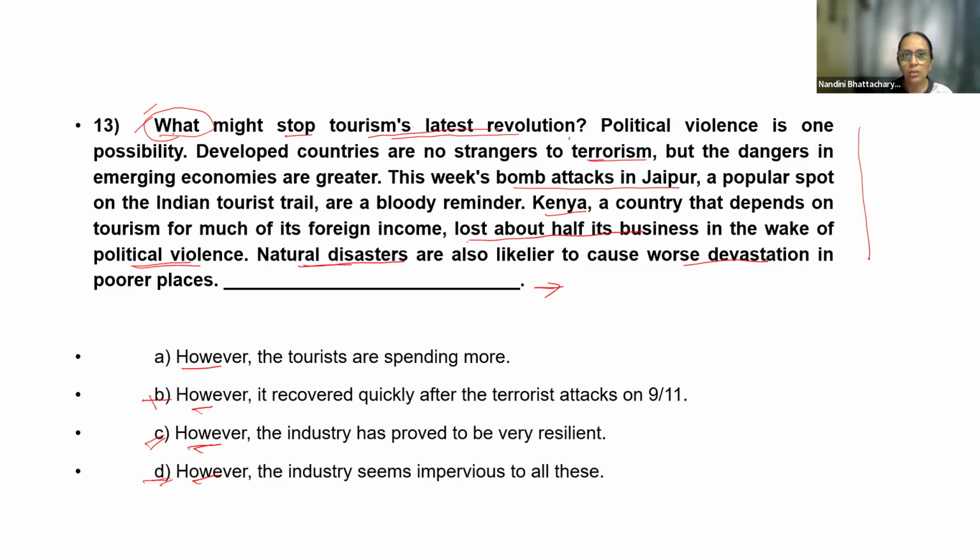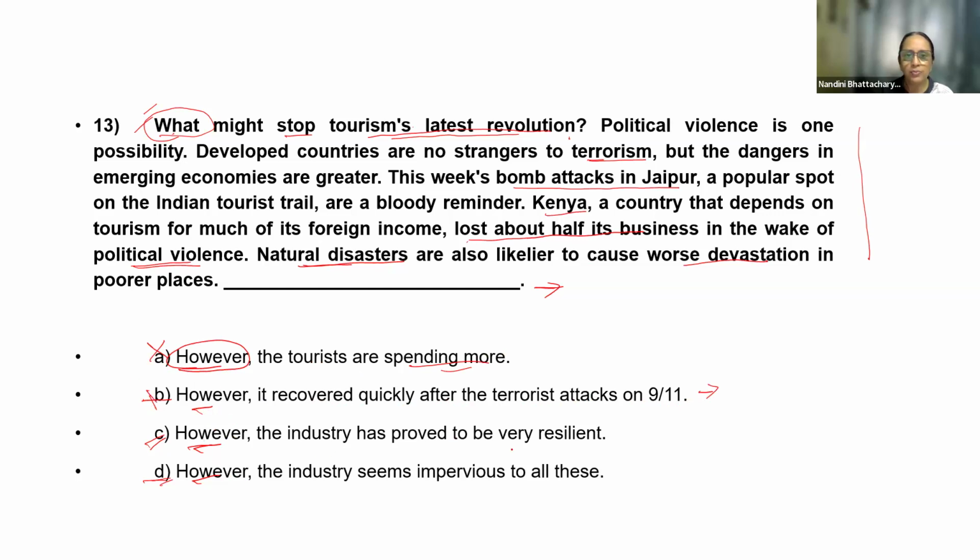So your conclusion would be, even though all this is going on, tourism is still going on. Something of that sort. Yeah, because each one of them begins with however. So A says tourists are spending more. Doesn't make sense. However, it recovered quickly after the terrorist attacks of 9/11. Now that is very specific. It doesn't give an overall idea of the entire passage.